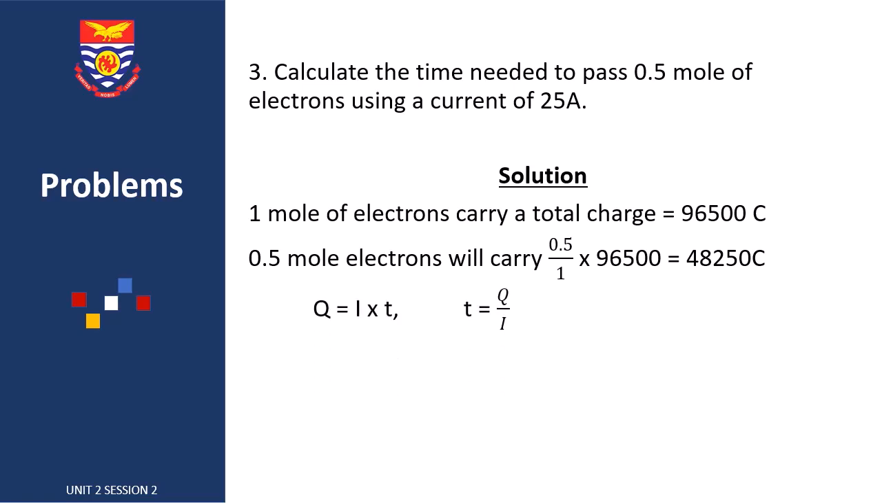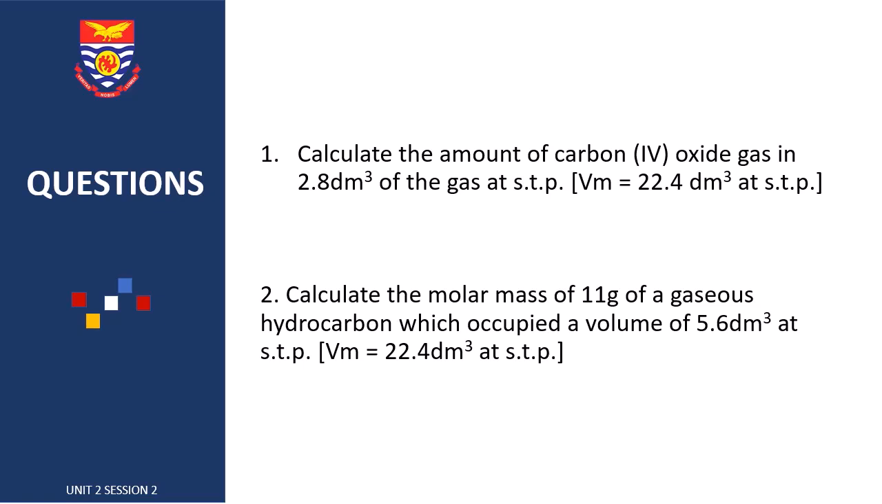Knowing the quantity of charge, then we can use our relation Q is equal to capital I times small t. We make time the subject and then we do our substitution. That gives us 1930 seconds. So that will be the time needed to pass 0.5 moles of electrons when we apply a current of 25 amperes. We end the session here with questions. So please go and try these questions, and let's meet again in the next session.